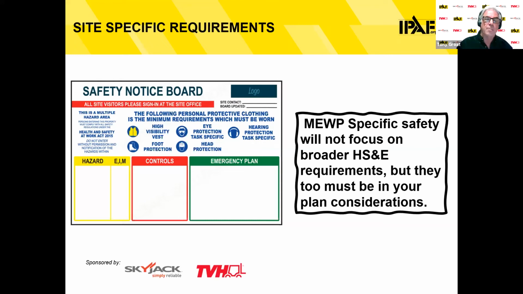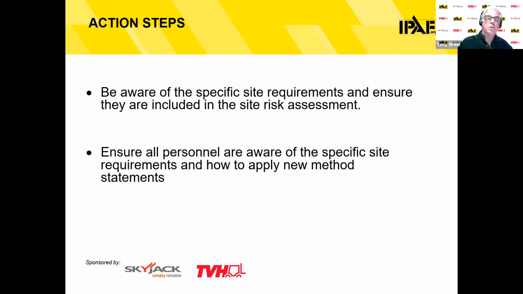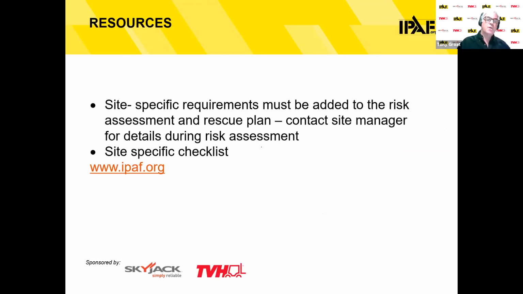So these things are very important to make sure. There may be job sites that require that you wear a high visibility vest, foot protection, eye protection, all those elements. So you don't want to omit these things that are requirements for that job site safety, and make sure that you are pulling in site-specific requirements along the way. So you need to be aware of the site-specific requirements, ensure they're included in your site risk assessment, and ensure that all your personnel are aware of site-specific requirements and how to apply them in your method statements. So here, site-specific requirements must be added, and we're going to add a site-specific checklist for use within your plan.